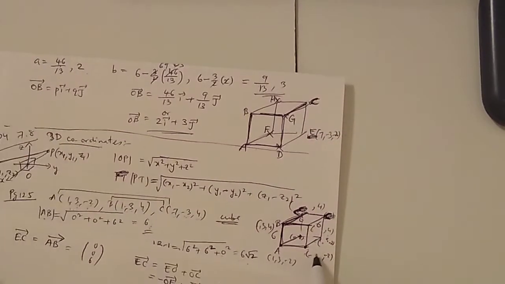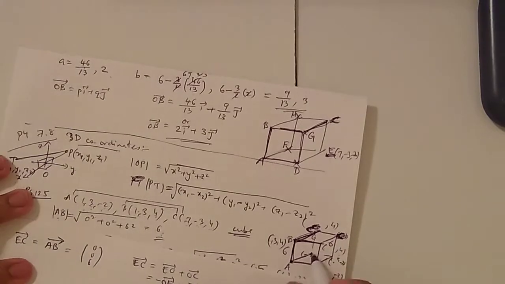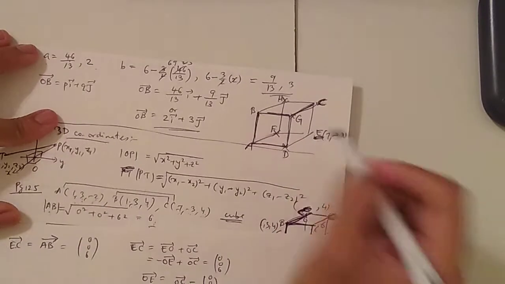Notice that our initial assumption is actually still holding true. Its z coordinate is minus 2. All these three are going to have z coordinate minus 2. So you got E now. Okay, we are done with E.